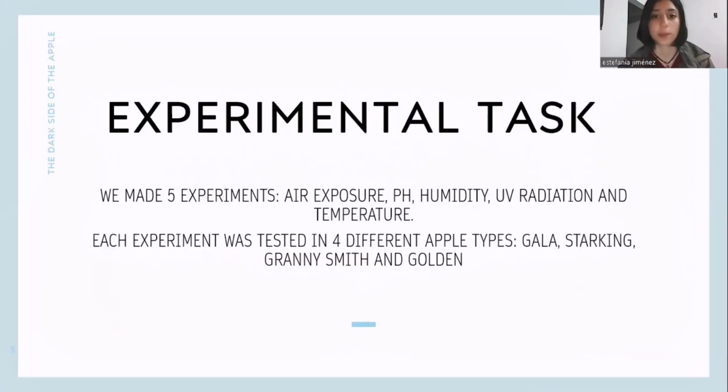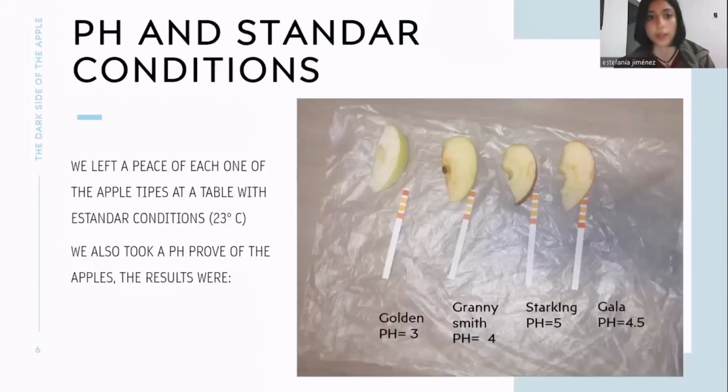And now for the experimental task, in order to identify the 5 physical and chemical factors, we made 5 experiments: air exposure, pH, humidity, UV radiation, and temperature. Each experiment was tested in 4 different apple types: Gala, Starkin, Granny Smith, and Golden, and we let the experiments run for 14 minutes.